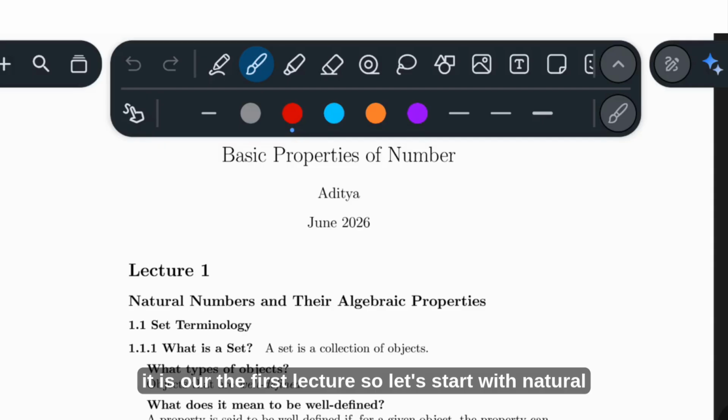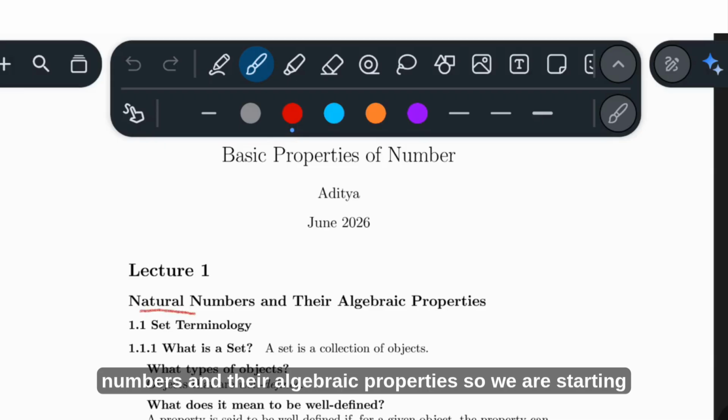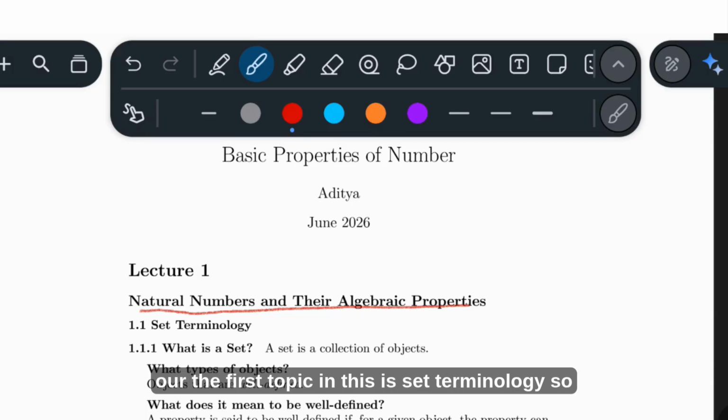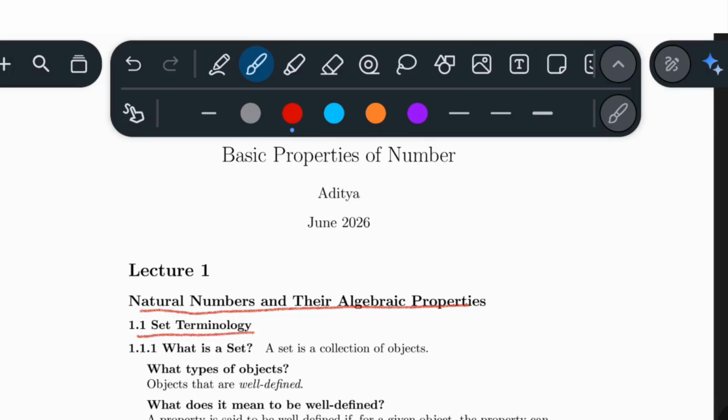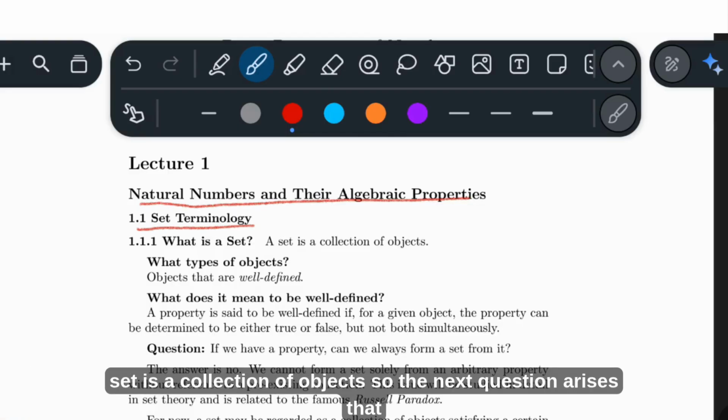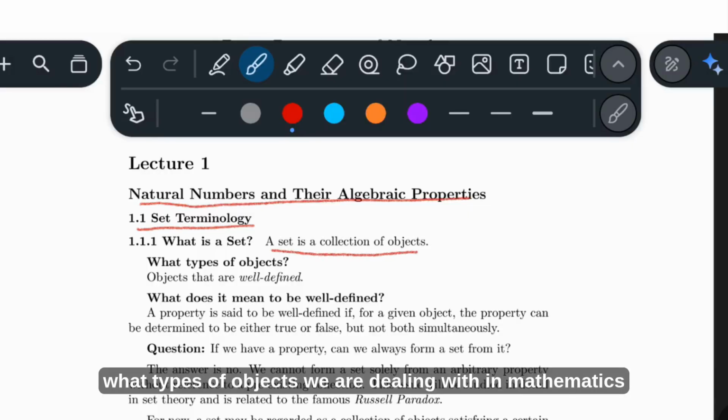So let's start with natural numbers and their algebraic properties. The first topic in this is set terminology. So the natural question is, what does it mean by set? A set is a collection of objects. So the next question arises: what types of objects are we dealing with?